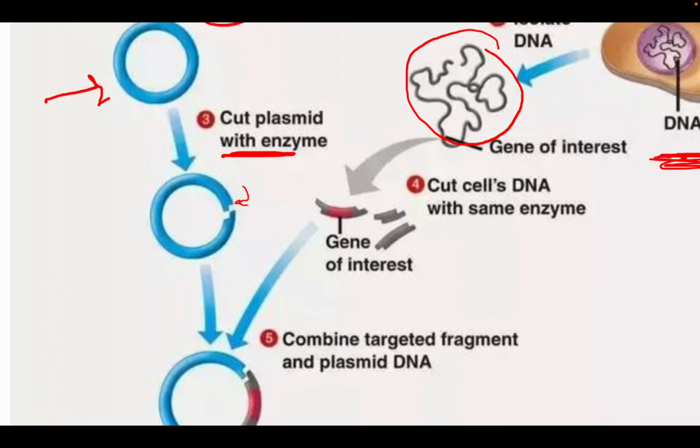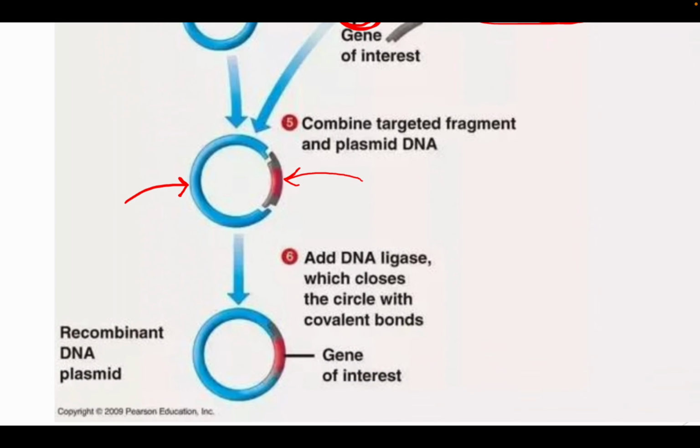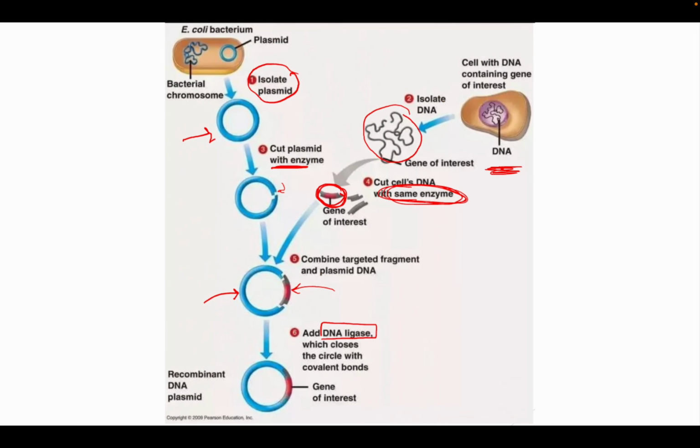And cut the cell's DNA with the same enzyme. Take note again, I have mentioned same enzyme, to get this gene of interest, let's say antibiotic resistance. And you will combine the plasmid and the foreign DNA containing that antibiotic resistance. And what will join them together is the ligase. So you will now have the full circle, the recombinant DNA plasmid containing again the gene of interest. You understand, class?